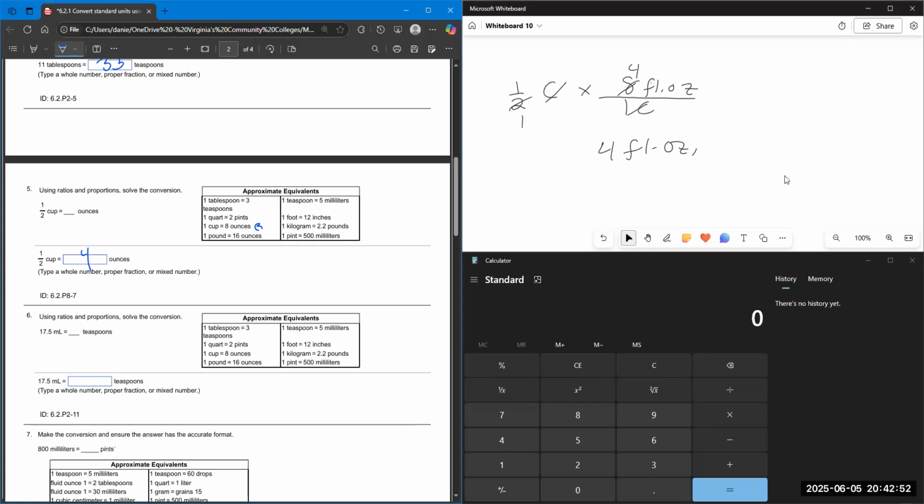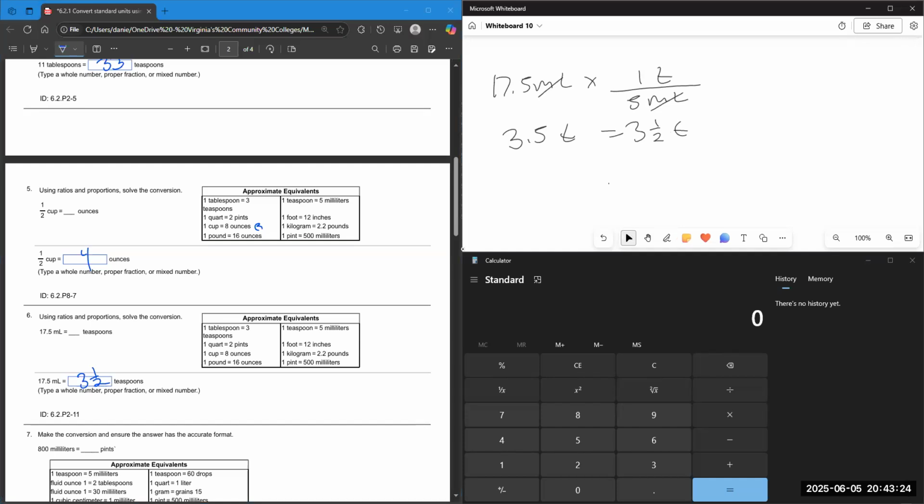Moving right along, we have 17.5 milliliters times how many milliliters is a teaspoon? 5 milliliters is 1 teaspoon. And so 5 goes into 17.5 3.5 times. Mixed number, that's 3 1/2 teaspoons.